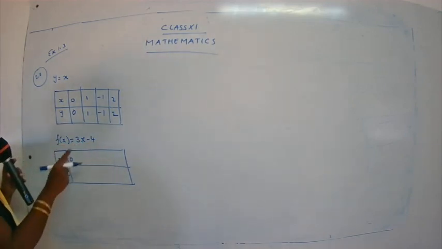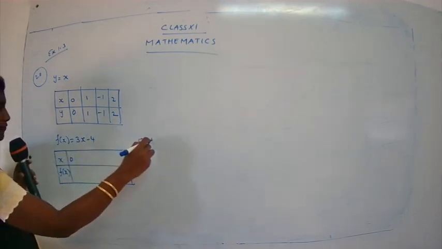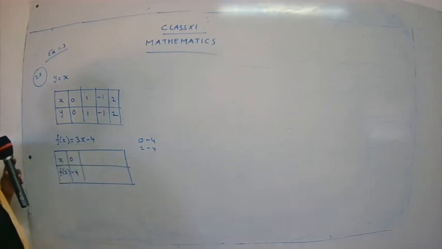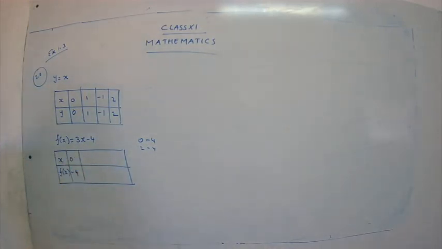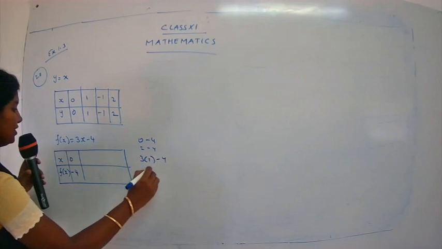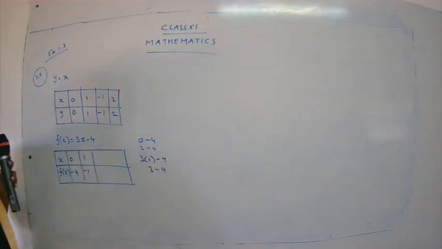If I take 0, 3 into 0, 0 minus 4, so I get minus 4. Okay, one thing is done. If I take 1, 3 ones are 3 minus 4. So 3 minus 4, you get minus 1. For 0, minus 4. For 1, you get minus 1.